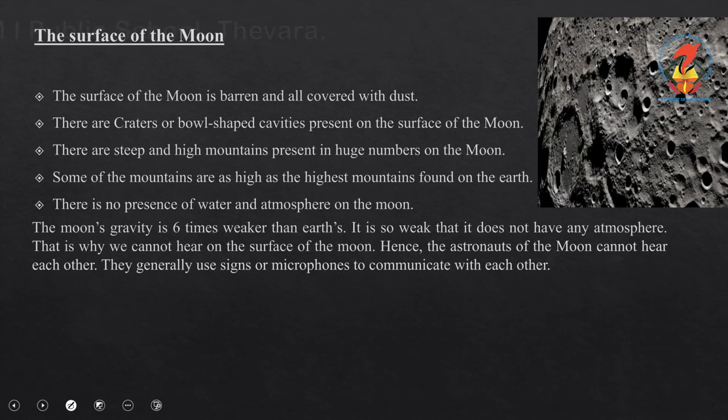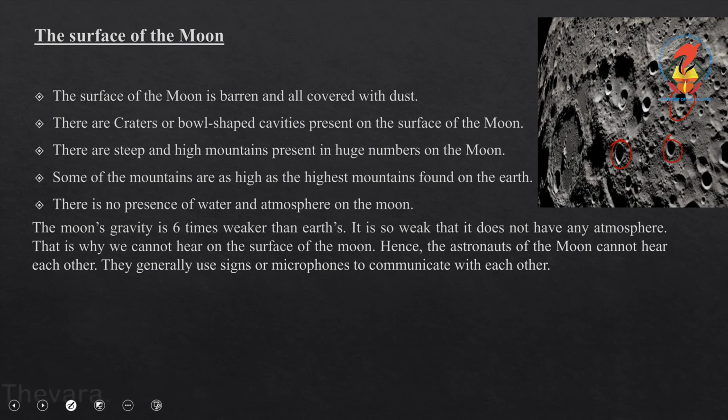Now, how does the surface of the moon look? So, from this figure you will be able to see that the surface of the moon is not smooth and clear. The surface of the moon is barren and is almost covered with dust. There are craters or ball-shaped cavities present on the surface of the moon. So, these portions are known as the craters. There are steep and high mountains present in huge numbers on the moon. Some of the mountains are as high as the highest mountains found on the earth.